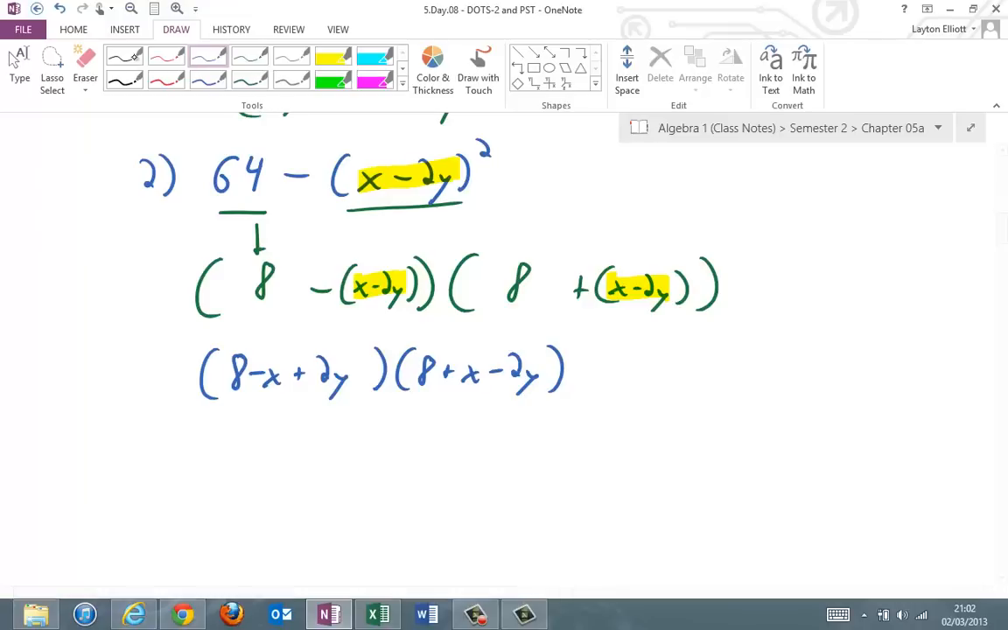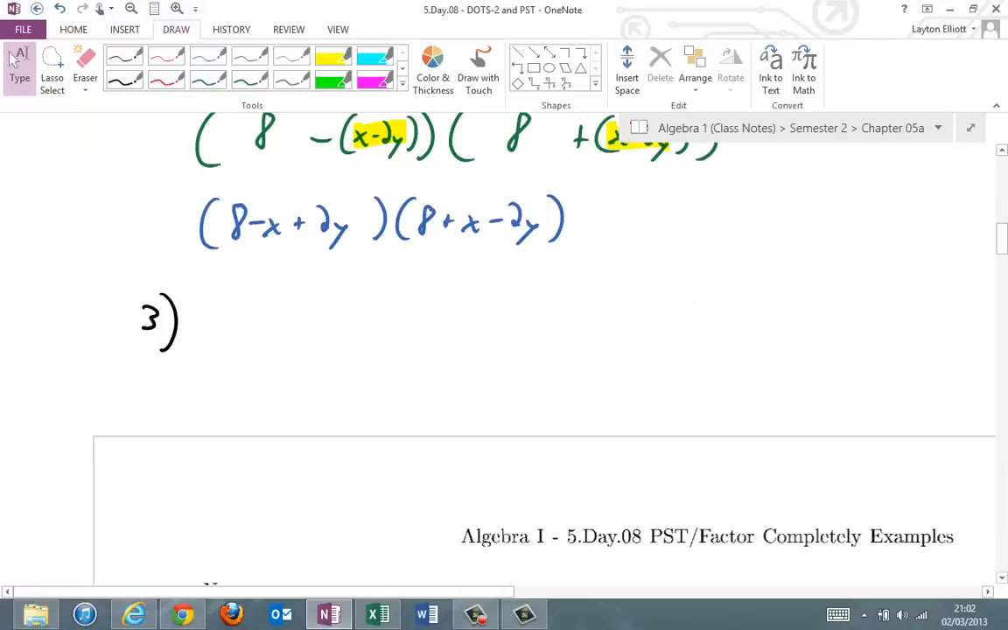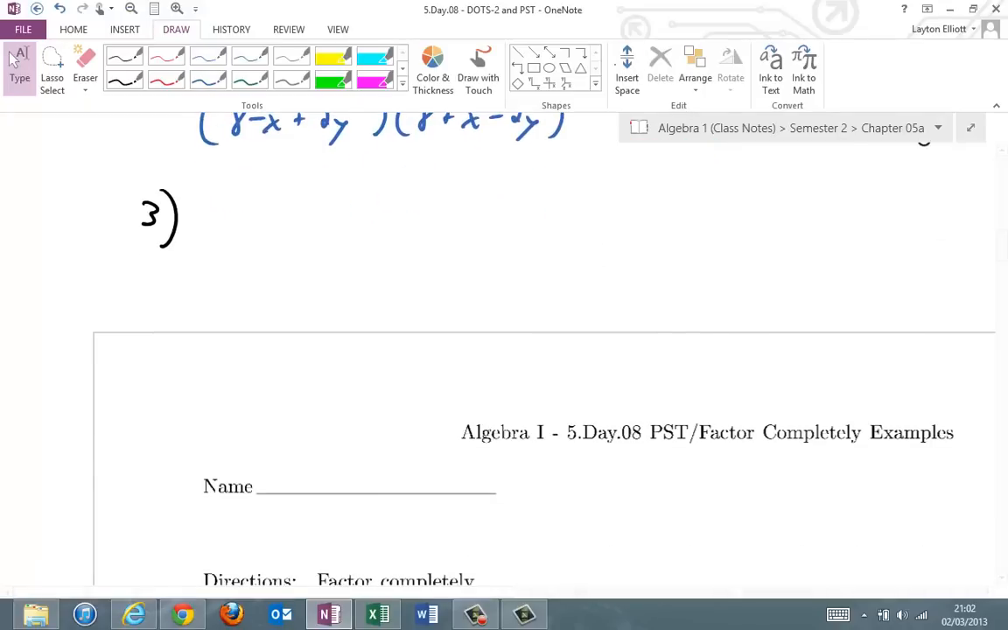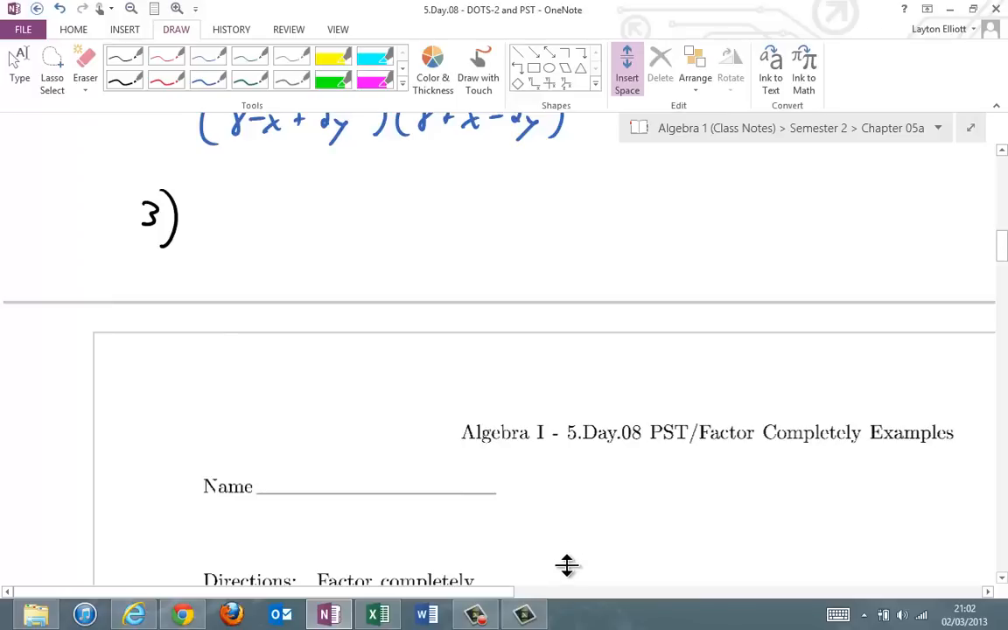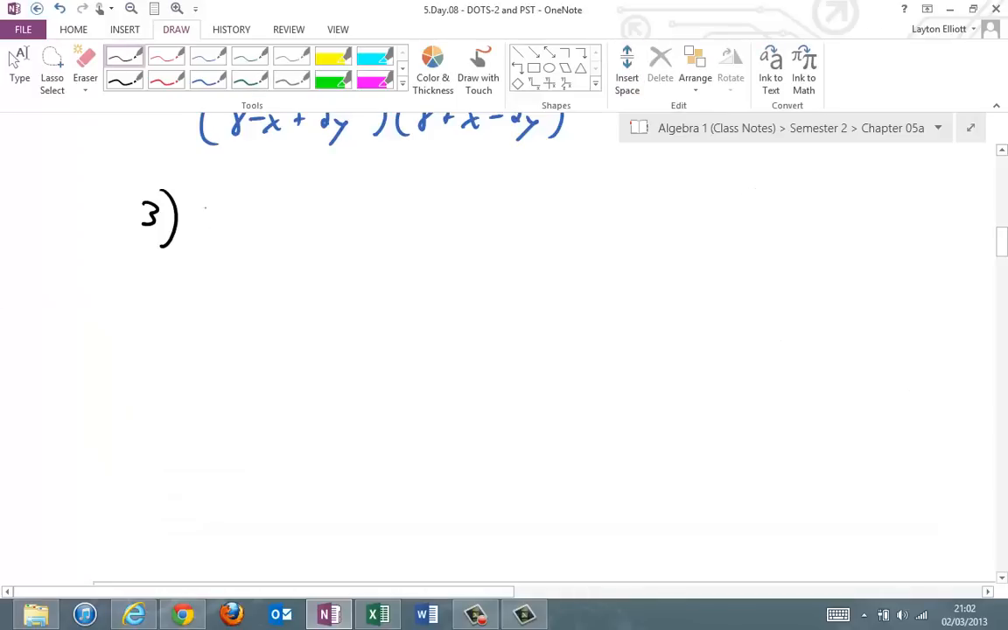Let's do another example. And I'll show you one more way to think about this. We're going to do x plus 2y squared minus z plus 1 squared.